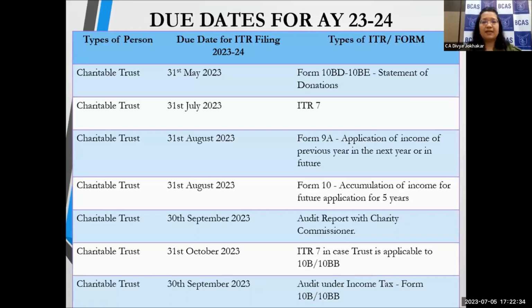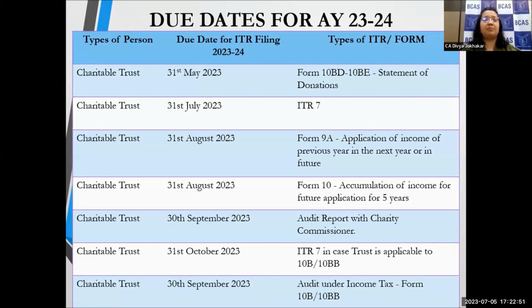One point to note is that ITRs also mention that in case you are applicable, section 139 subsection 1 says if you're applicable to any other audit under any other law, your due date literally shifts from the 31st of July to 31st of October.